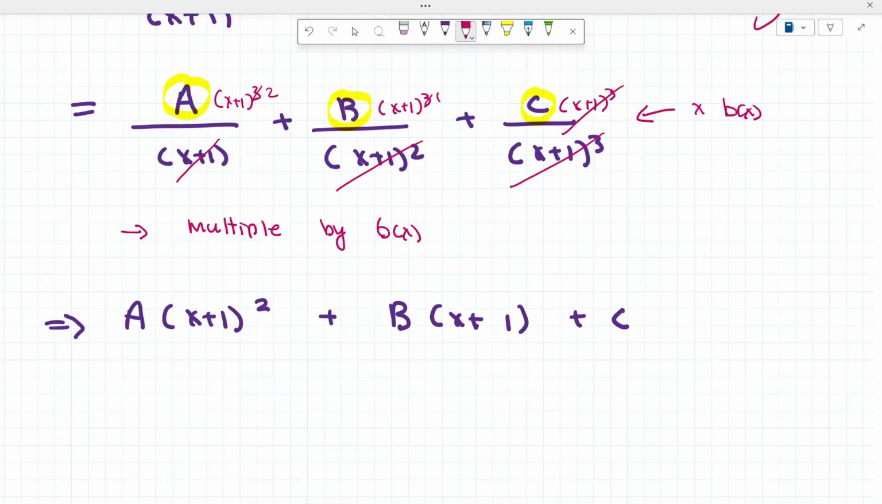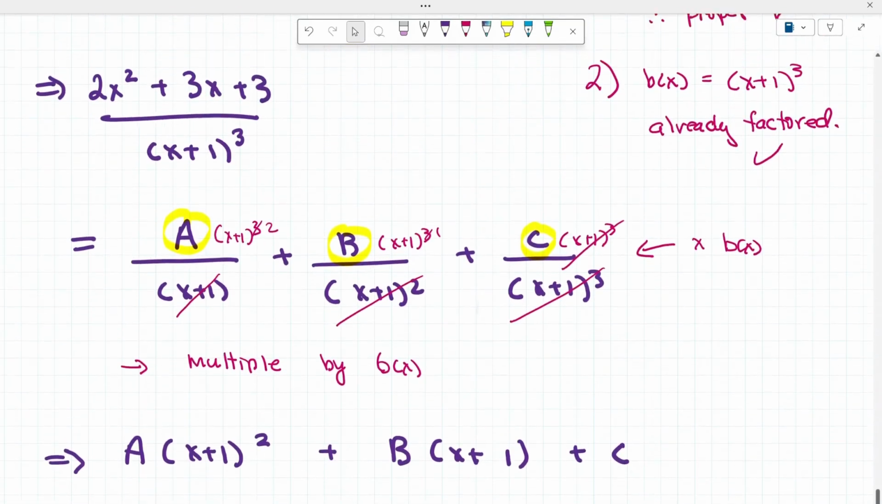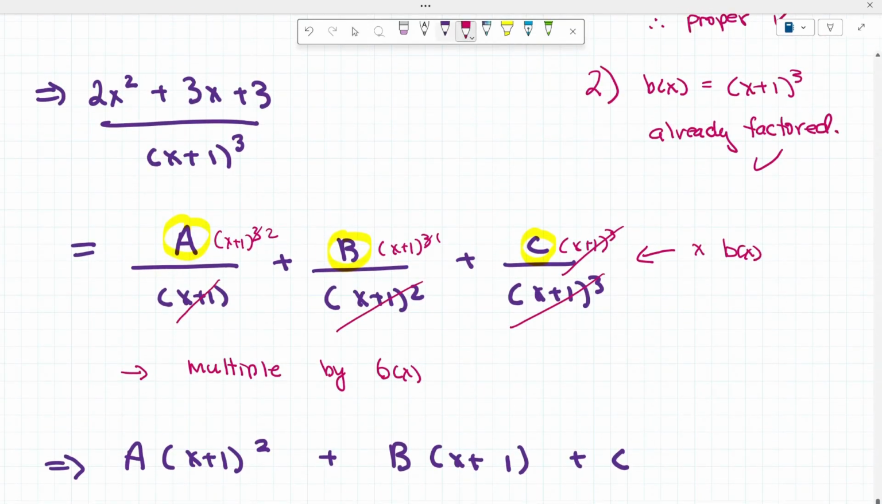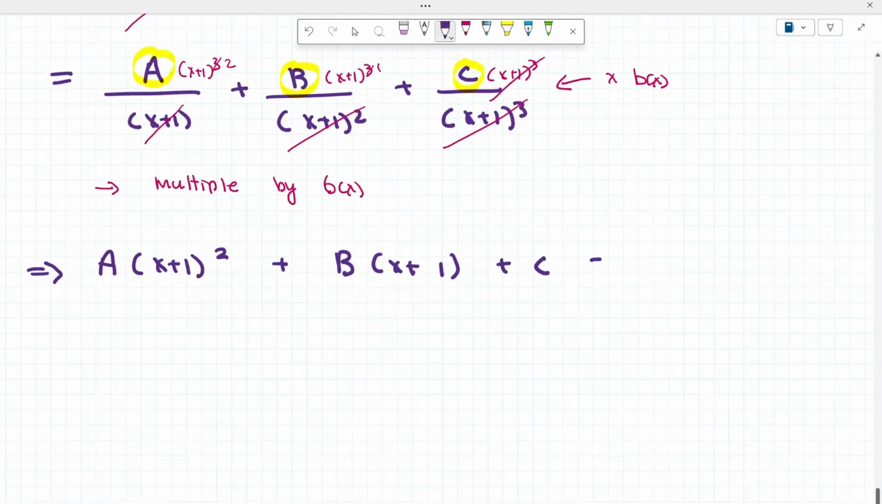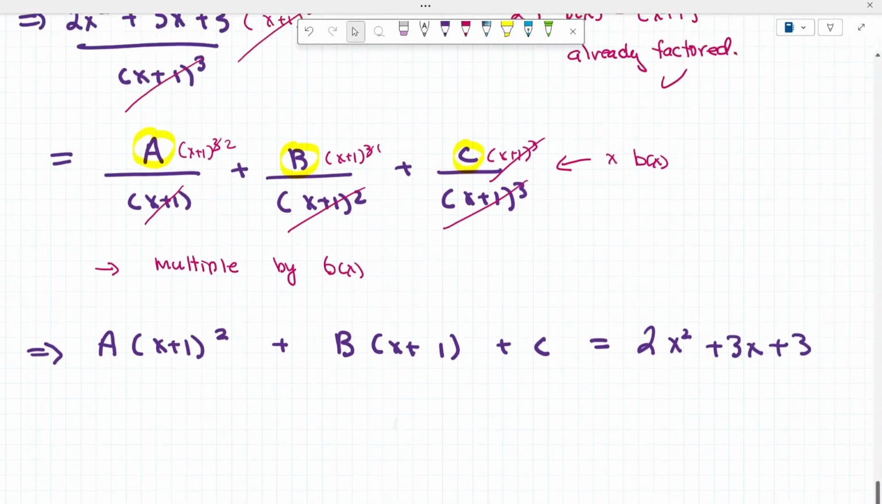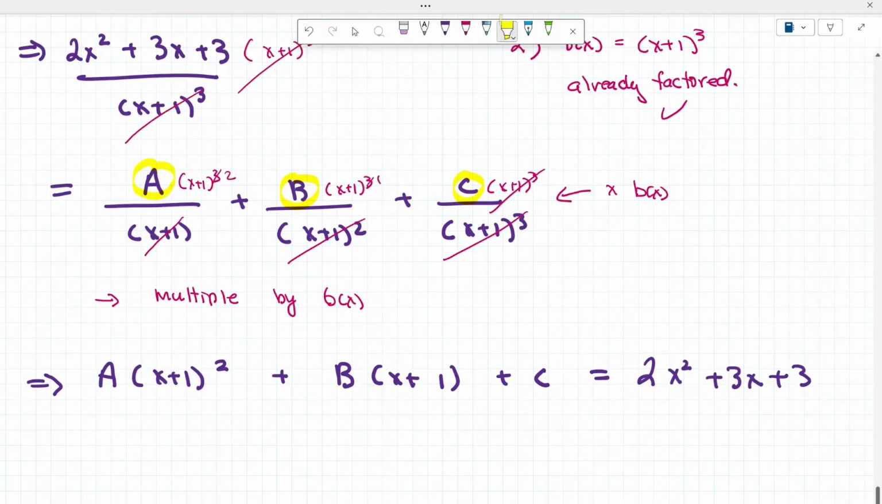This is what we're left with right now, and remember, we're also applying it to our first term, so we're multiplying this by (x plus 1) cubed, and this cancels out there. As a result, we have this expression, actually an equation, which equals our numerator, which is 2x squared plus 3x plus 3. You can see that that is our numerator right over here.